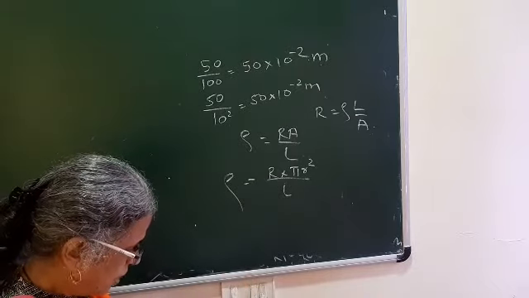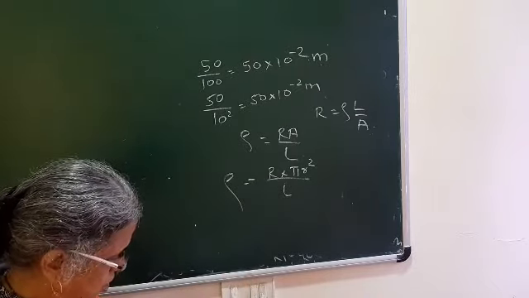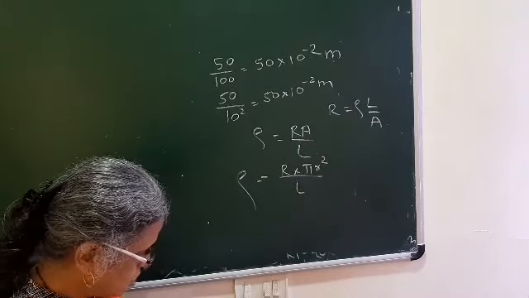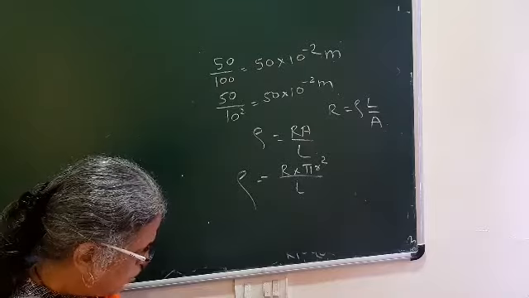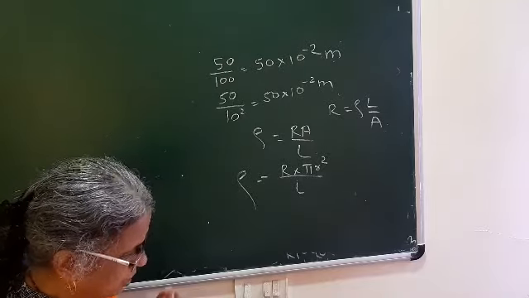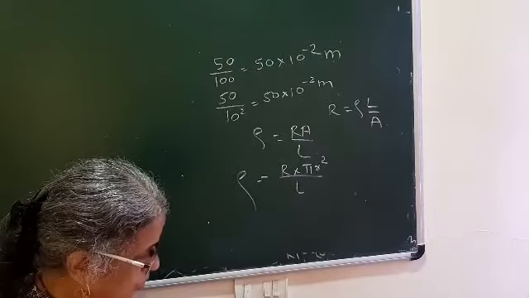Now after putting the values and doing the calculation, they got the resistivity of wire as 4.71 into 10 raised to minus 5 ohm meter. You can calculate up to 47.1 into 10 raised to minus 6 ohm meter. Followed? So that is how they have used the formula.